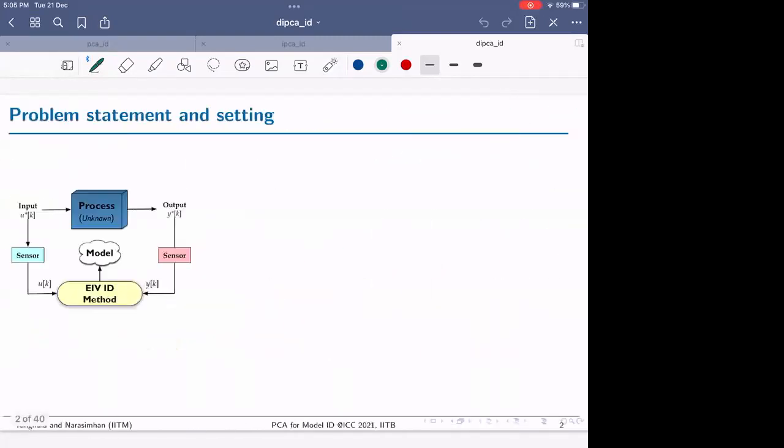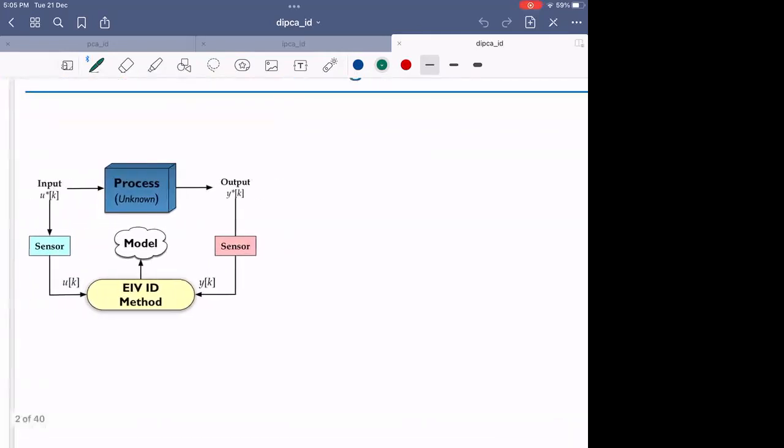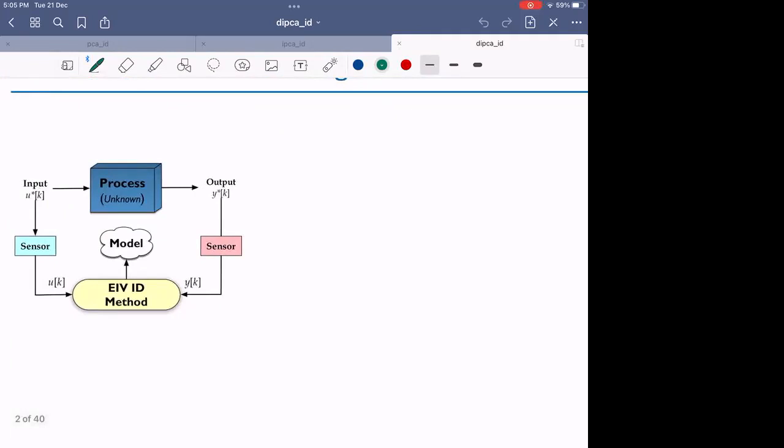Okay, so just to give you a quick recap and help you put things in context, we are studying errors in variables identification. And the way you recognize that you're looking at EIV ID is to see that we have sensors on both input and output channels. Whereas in classical identification, you would have sensors only on the output channel. And that's important to know.